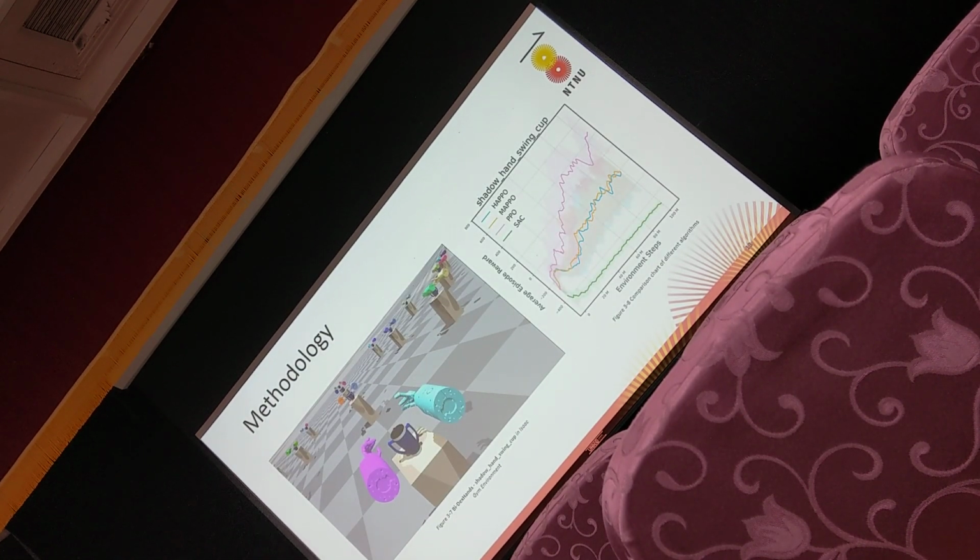And in this hand-object project, he tried to use two hands to hold the cup, and he used four algorithms to compare: HAPPO, MAPPO, MPPO, and SAC.